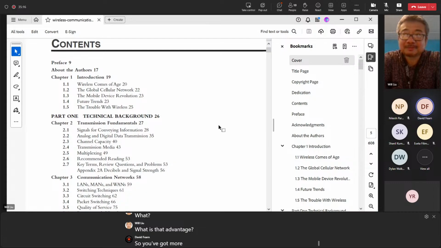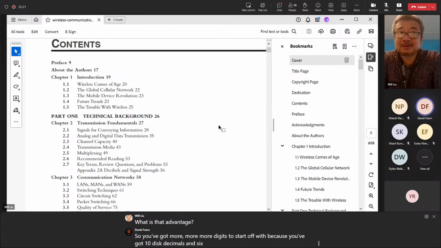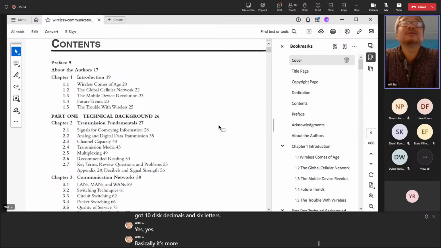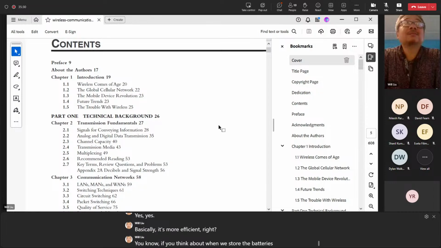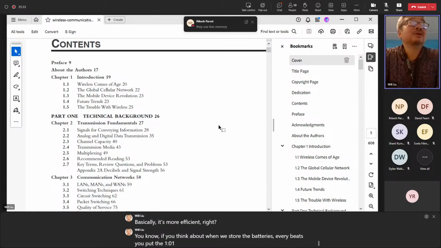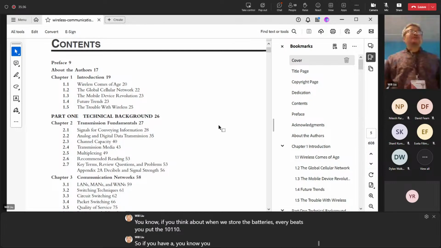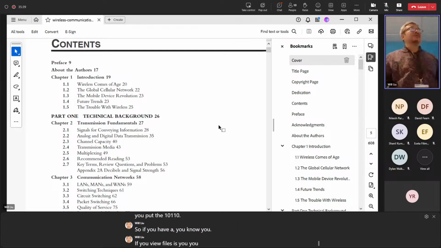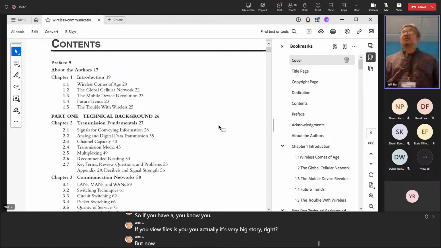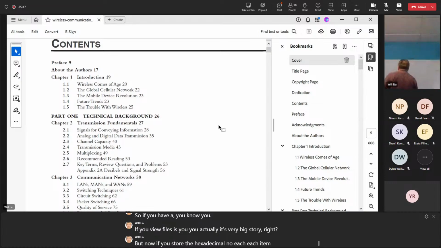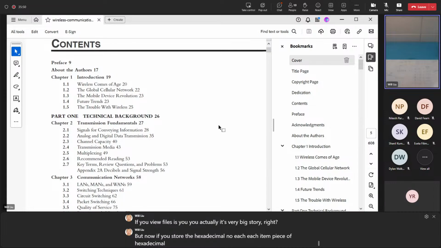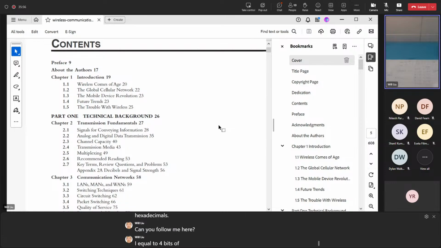So you've got more digits to start off with, because you've got 10 decimals and 6 letters. Yes. Basically, it's more efficient, right? If you think about when we store the binaries, every bit you put a 1 or 0. So if you store big files, it's actually very big storage, right? But now if you store the hexadecimal, each digit of hexadecimal, can you follow me here, is equal to 4 bits of binary.